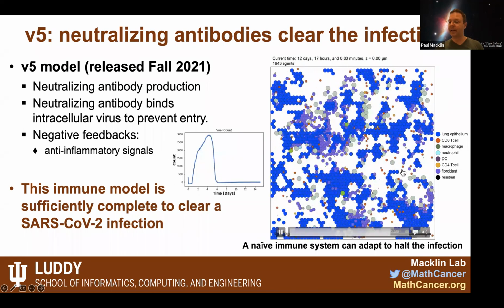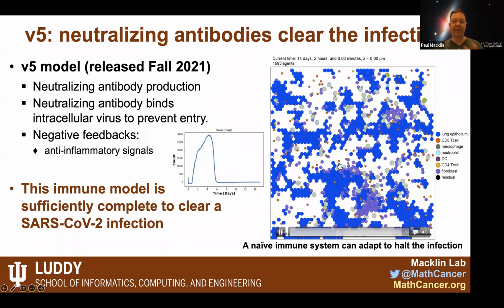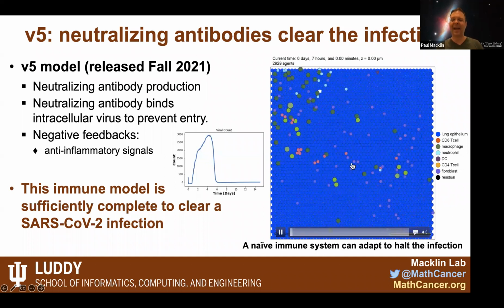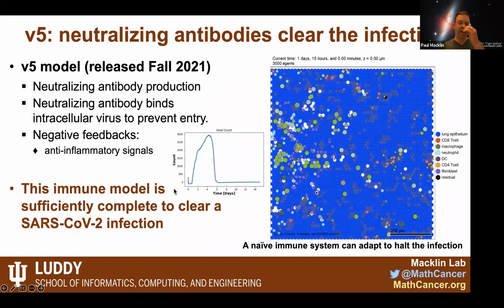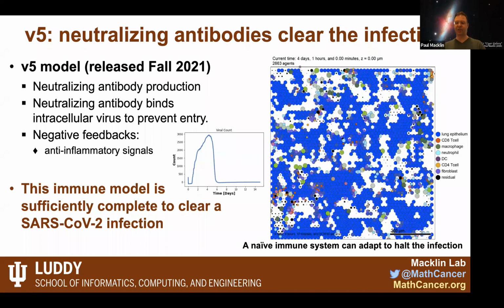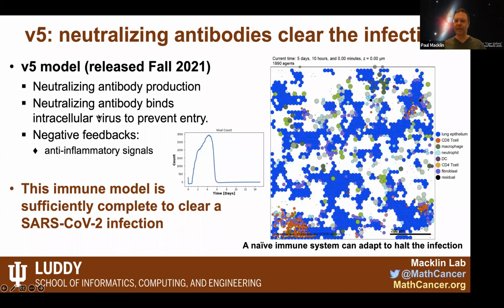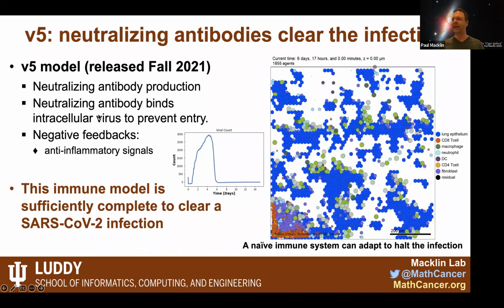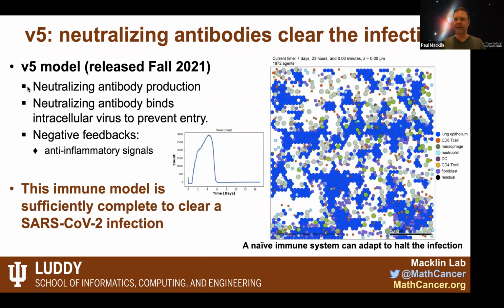And now we have damaged tissue, but the infection has been halted, and we do have a fairly angry immune system wandering around here. But this version of the model was sufficient to completely clear a COVID infection. So that was good. We start with a naive immune system, and it does adapt and fights the infection.